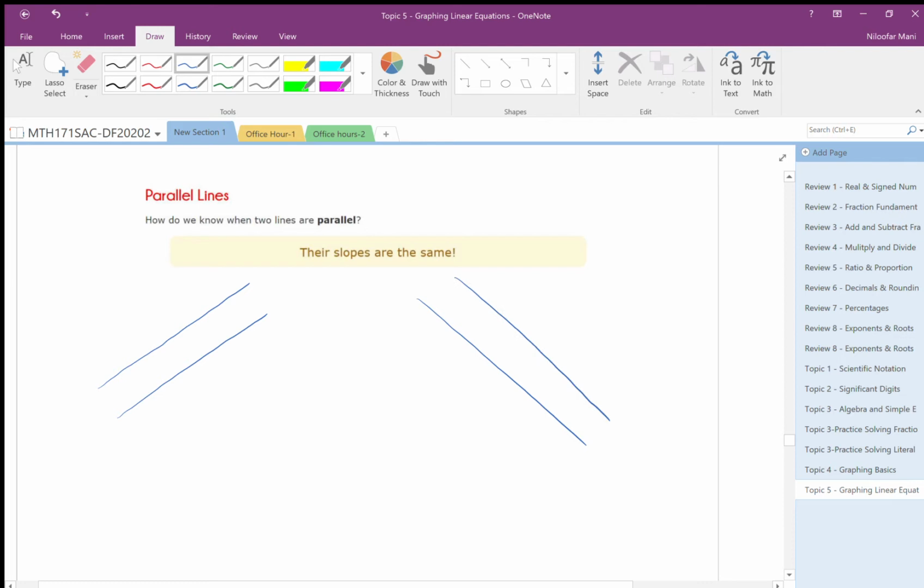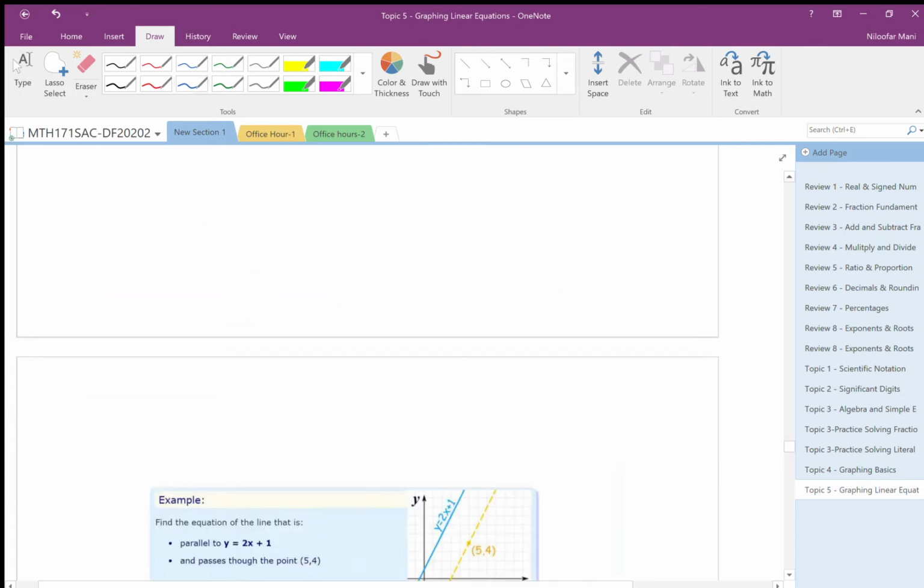If I say L1 and L2 are parallel, which is this symbol in math, they don't cross each other, and they just continue to go the same way as each other. So you could say, for example, the slope of L1 is the same as the slope of L2, and this solves many issues when we are working with lines. So slopes are the same.